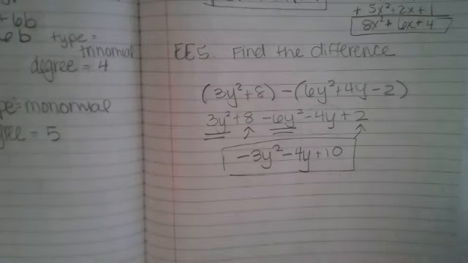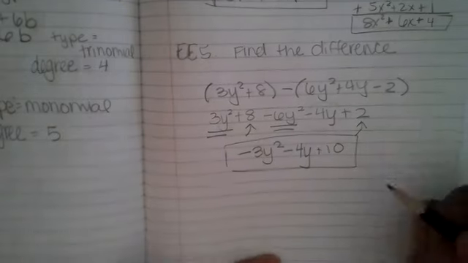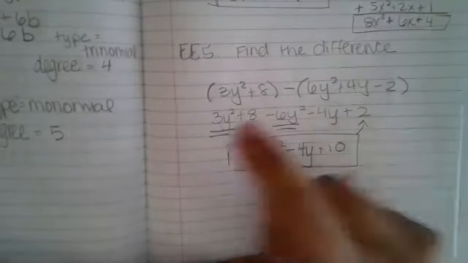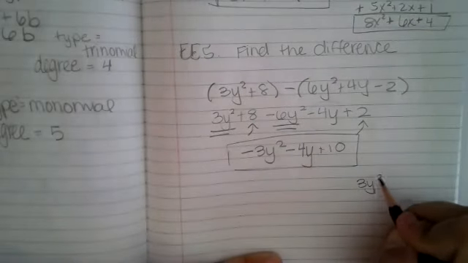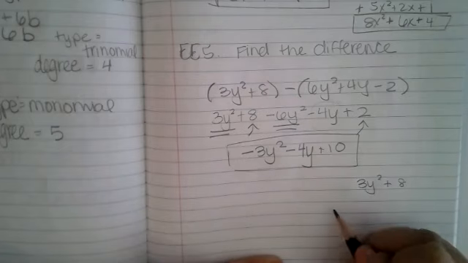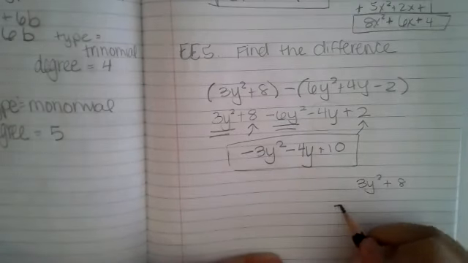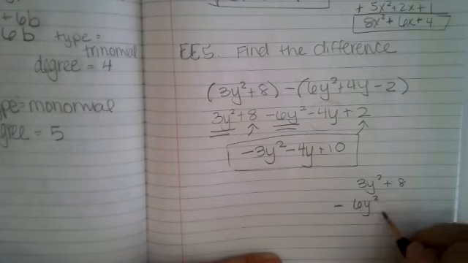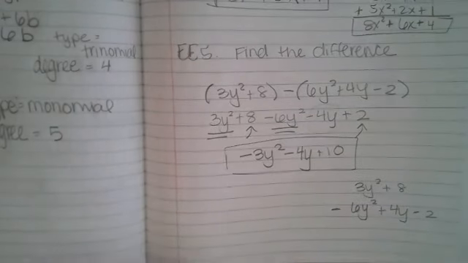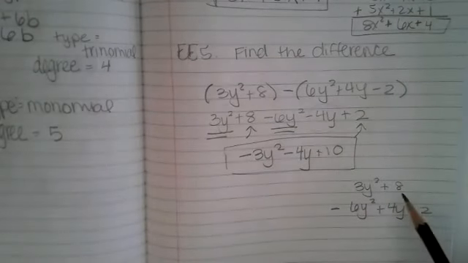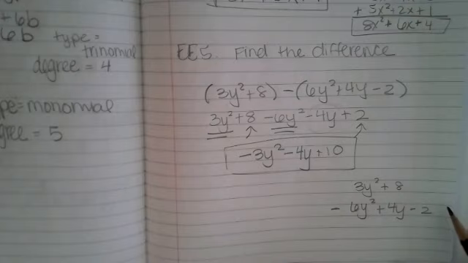going about stacking these, I'm going to write the first one first. So I have 3y squared plus 8, and then this is a minus 6y squared plus 4y minus 2.